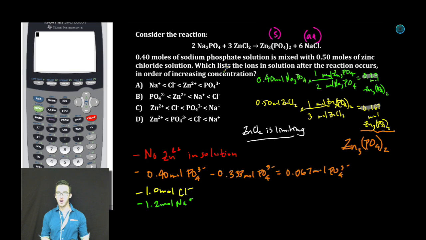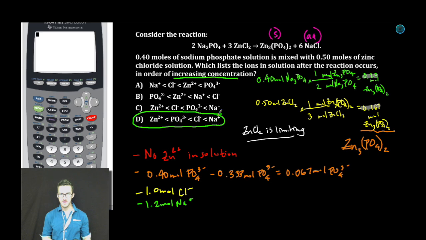So as we think about making a list in order of increasing concentration, or from smallest to largest, zinc is going to be the smallest, sodium is going to be the largest, and this final answer, answer choice D, is the one that lists them correctly. Done.